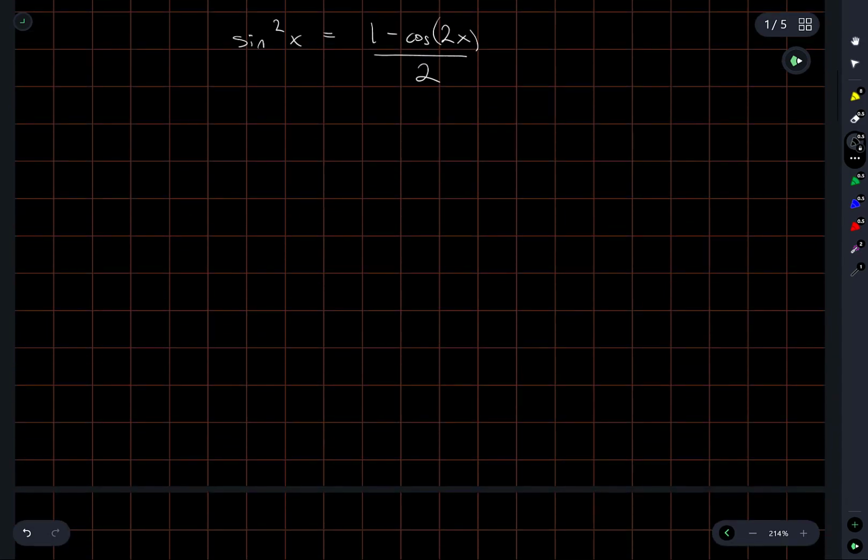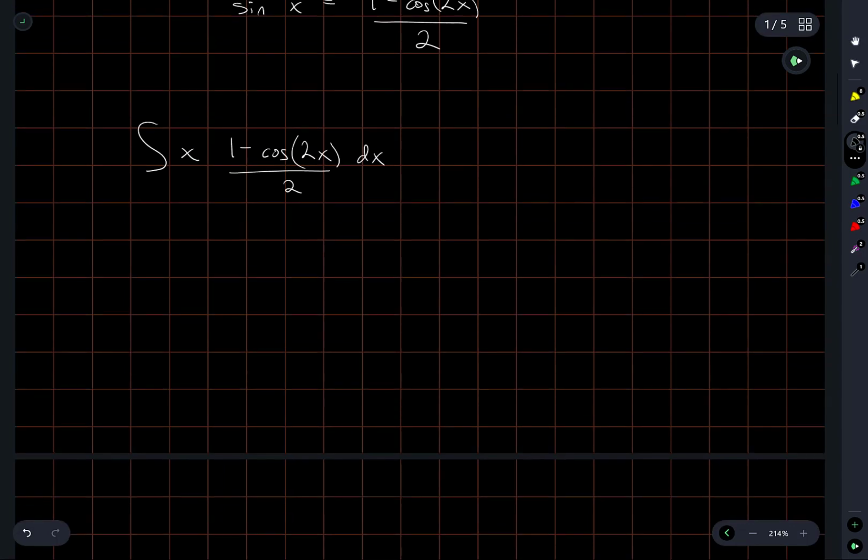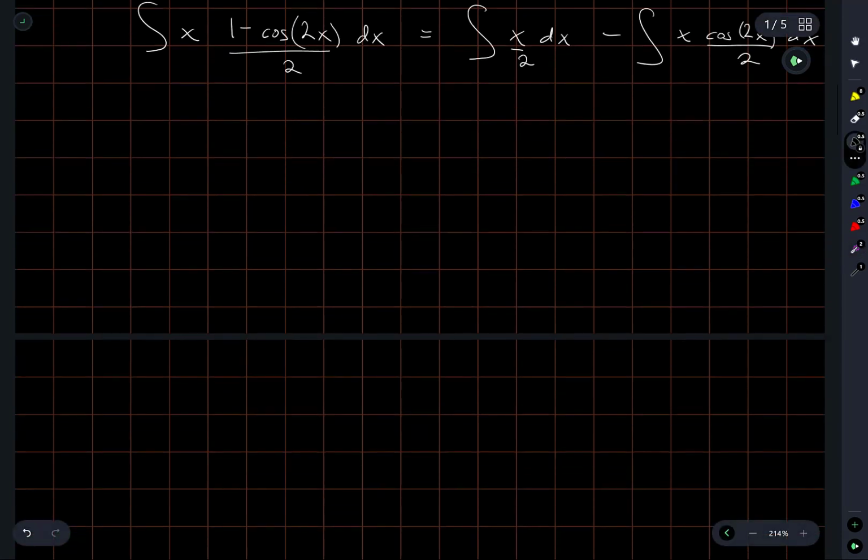All right, and if I substitute this back into my original integral, I have the integral of x over 2 dx minus the integral of x cos 2x divided by 2 dx. This is straightforward, and this now looks a lot better to apply integration by parts to, because I can differentiate this and the power goes down, and when I integrate this, well, I know how to integrate that in closed form.